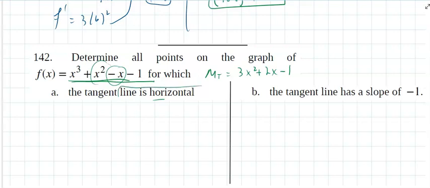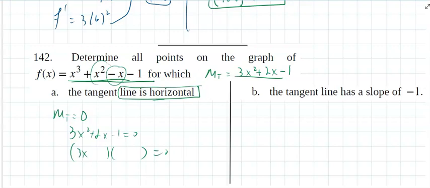So if I want a horizontal line, that means the slope of that line is 0. Well, there's the slope of the line. Where does 3x squared plus 2x minus 1 equal 0? That's when x equals 1/3 or -1. So determine all the points on the graph of this function where the horizontal line is tangent. That's for x equals 1/3 and x equals -1.